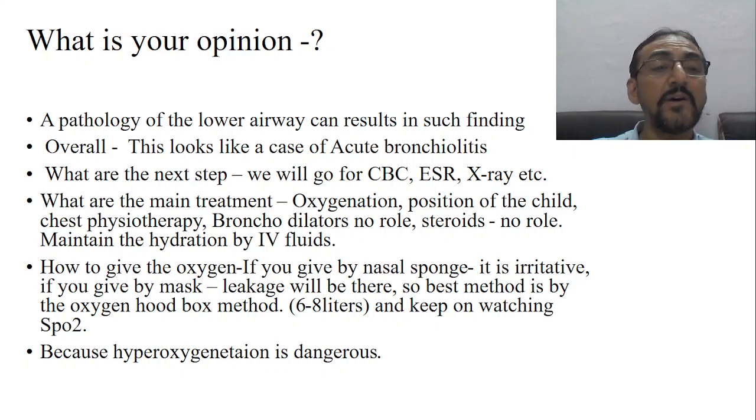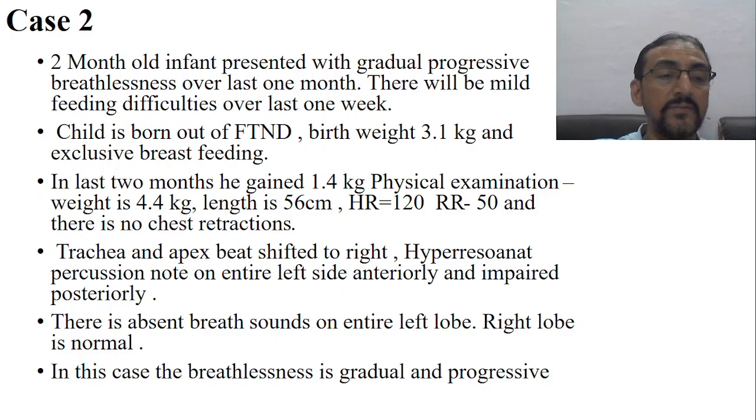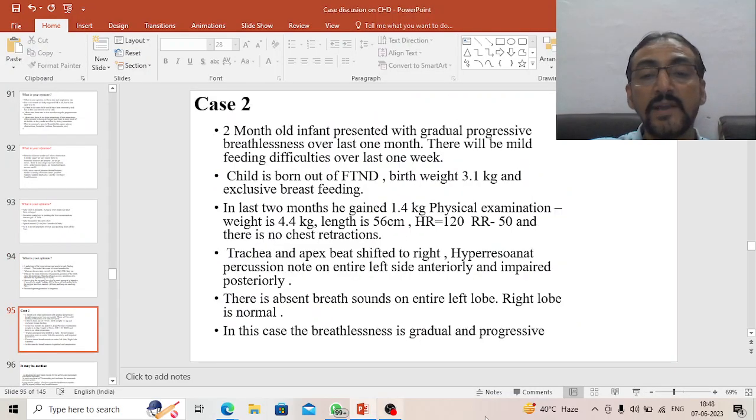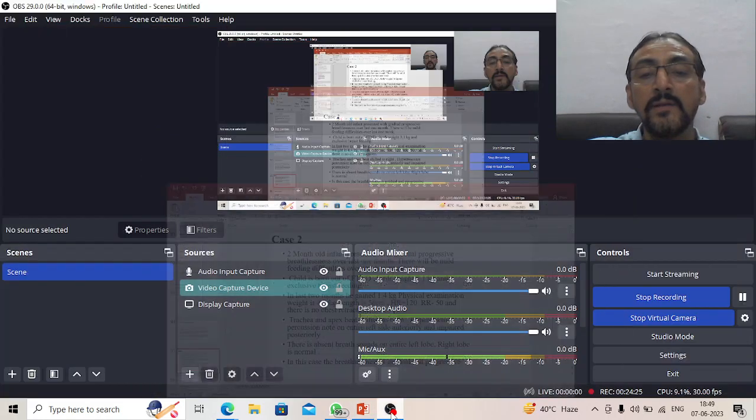The best method is by the oxygen hood box method, 6 to 8 liters, and keep on watching the SpO2 because of hyperoxygenation, because we know that hyperoxygenation is always dangerous. So this is all about the first case. Now we will look into the second case.